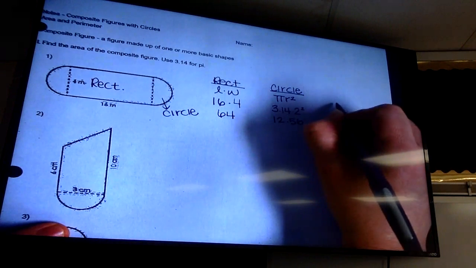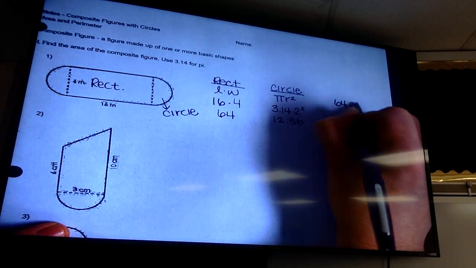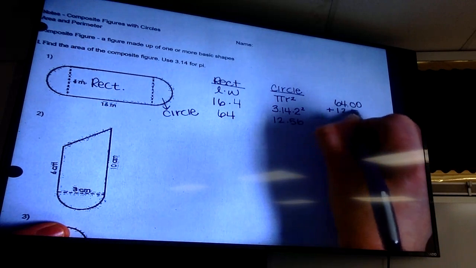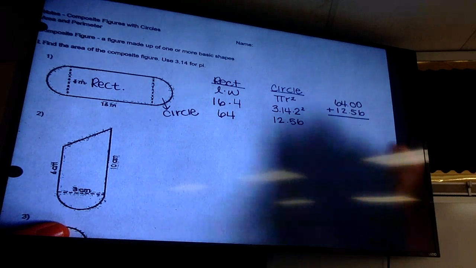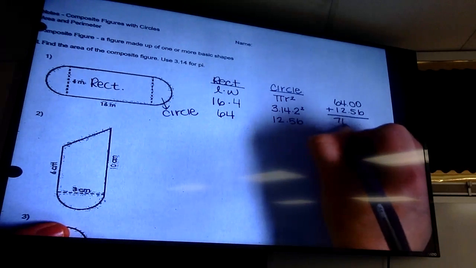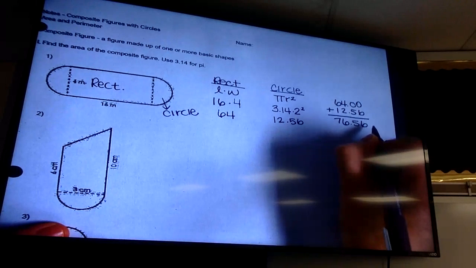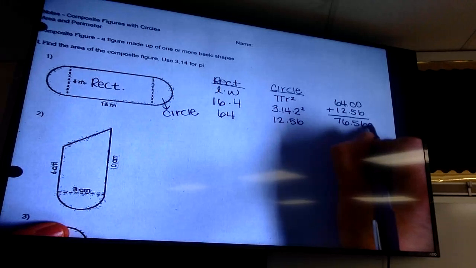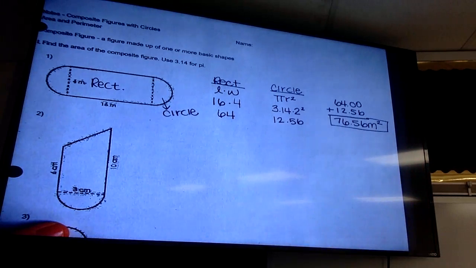And then I'm going to show my final step over here. If I add my two together, so 64 plus 12 and 56 hundredths, making sure I line up the decimal point, though I can use a calculator too. But if I'm going to just do it myself, I get the final answer of 76 and 56 hundredths. And now I'm going to label it because now it's my final answer. And it's area, so I always do units squared. So 76 and 56 hundredths meters squared.